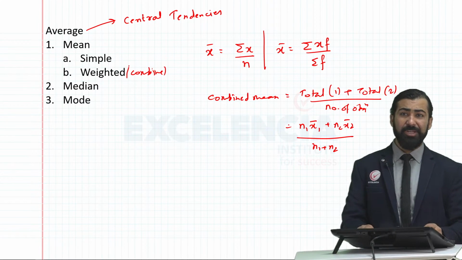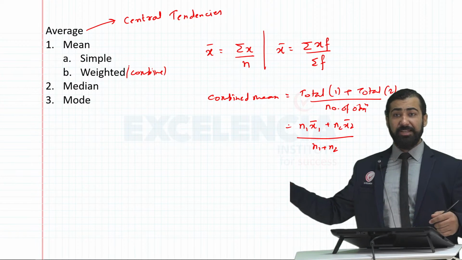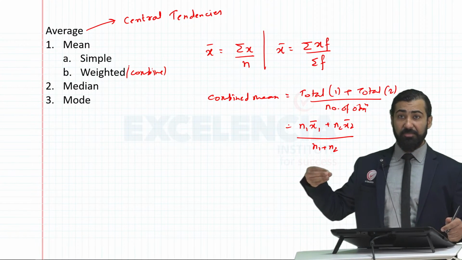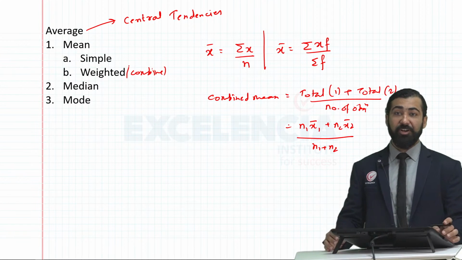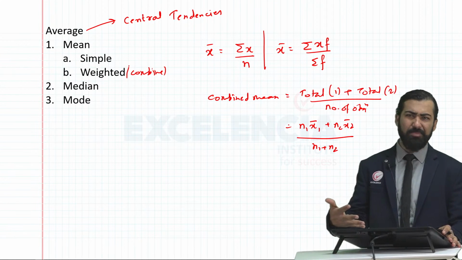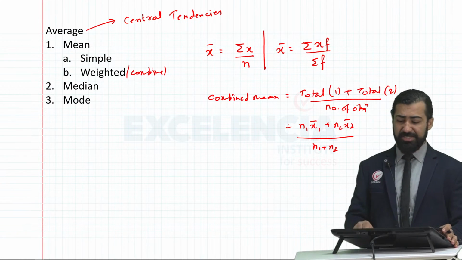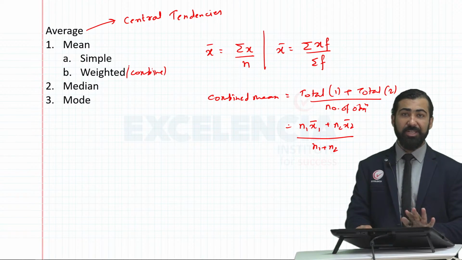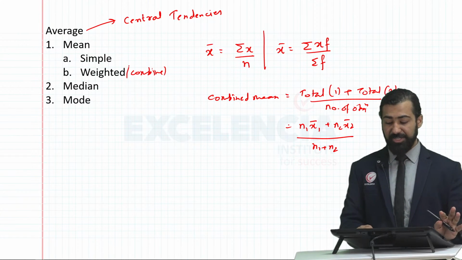Median. To find the median, you simply arrange data in ascending order, and whichever value occurs at the centermost position is your median. Suppose you are looking at a graph or chart, in that case just do n by 2. N by 2 will give you the middlemost value, and see which observation is at that position. So for median, simply arrange data in ascending order. Whosoever is at the center is your median.